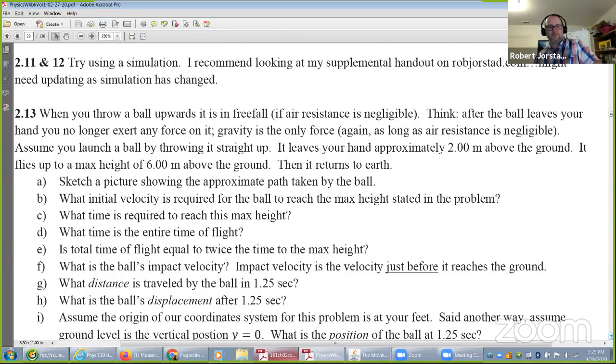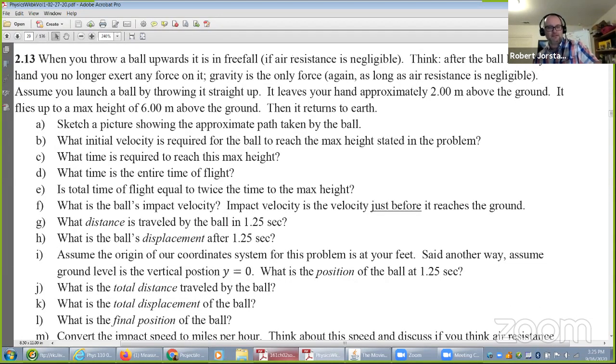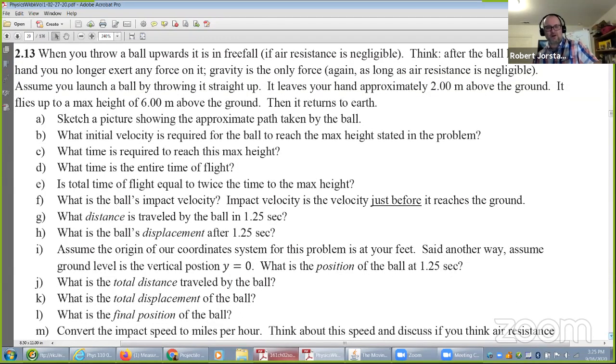This problem is a good one. You know it's good because it has parts A through M. This is one you should do. All right. Let me see what the chat says here.